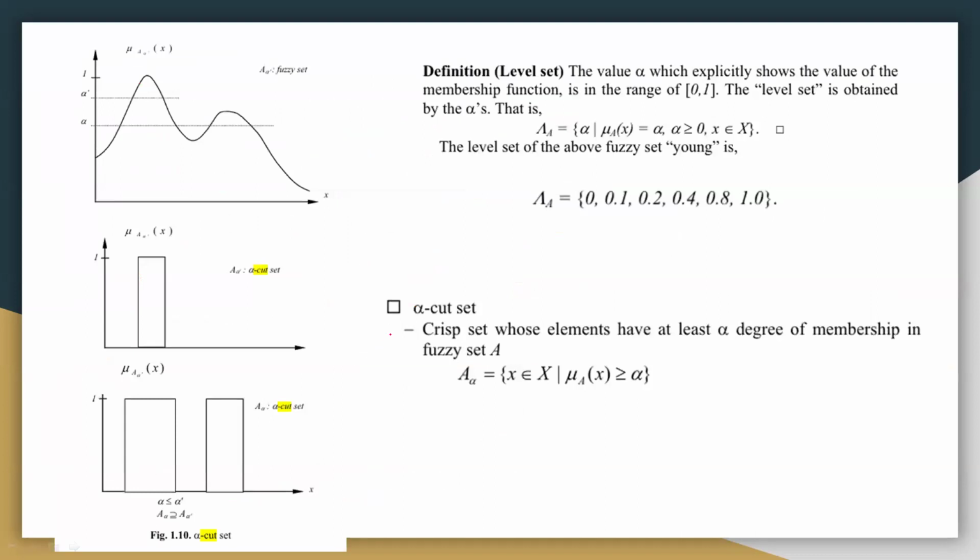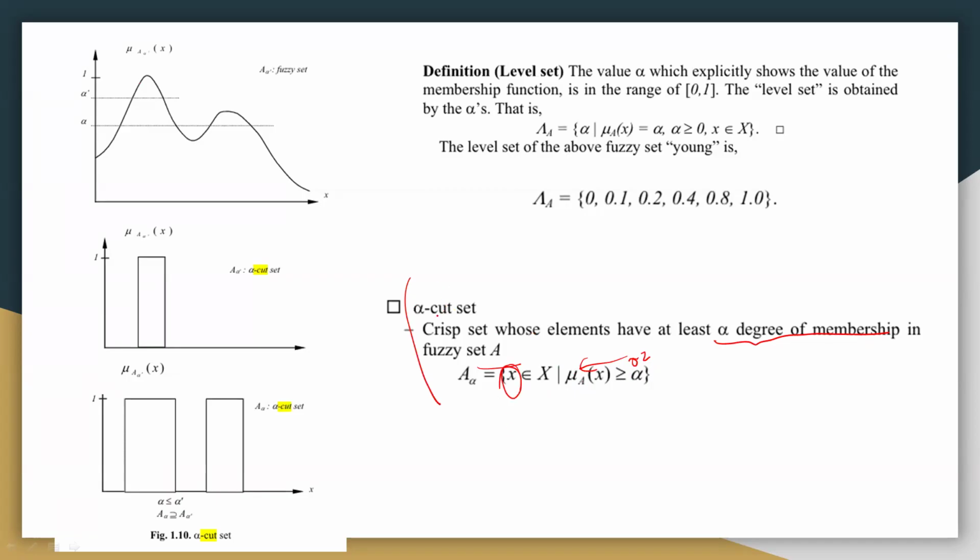Now, this is a basic definition of an alpha cut, just repeating it once again. It's a crisp set whose elements have at least alpha degree of membership in the fuzzy set A. So you should have at least alpha degree. If it is 0.2, all the membership values should be at least 0.2 or greater. So you have to write down the elements here.